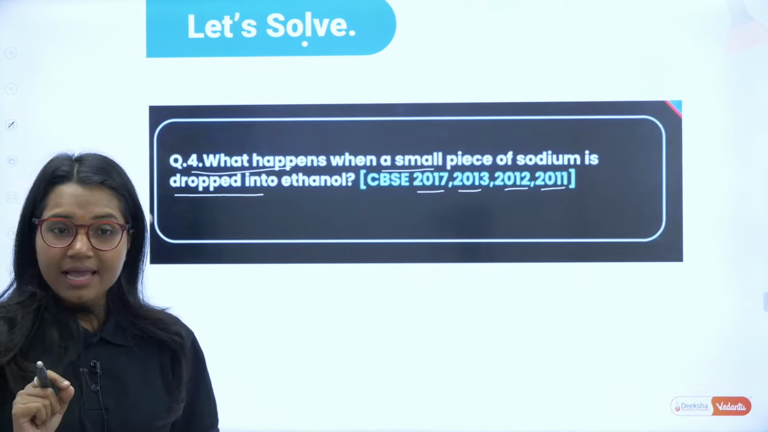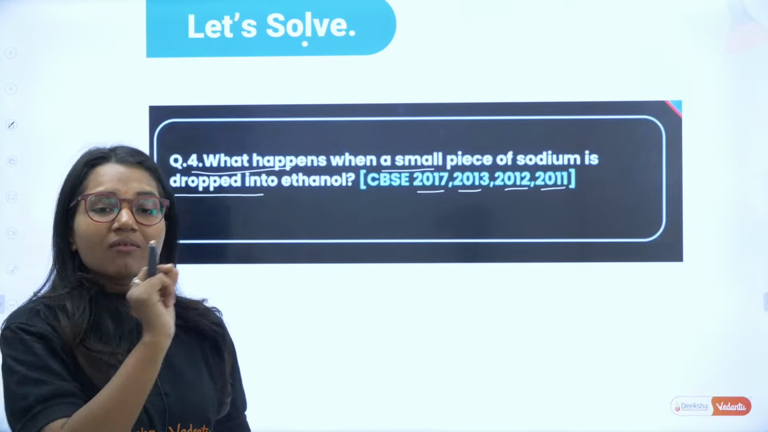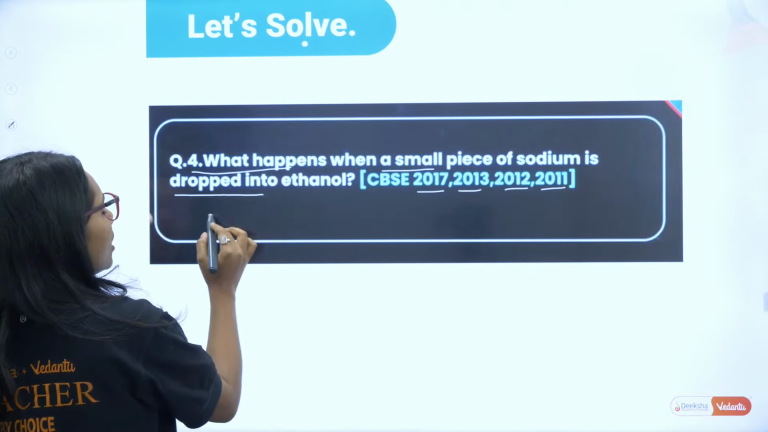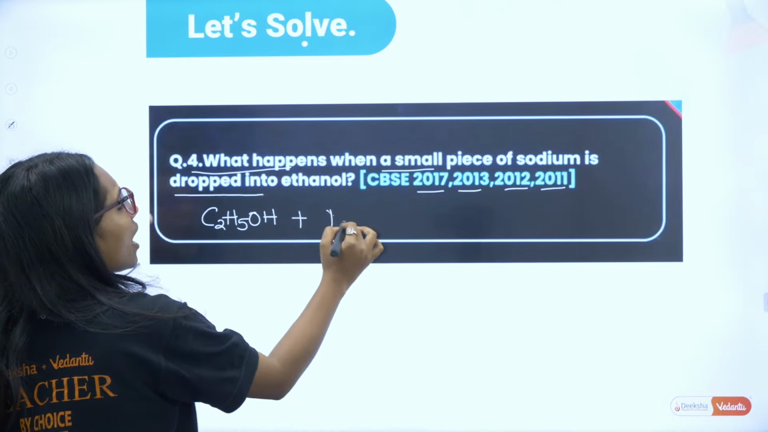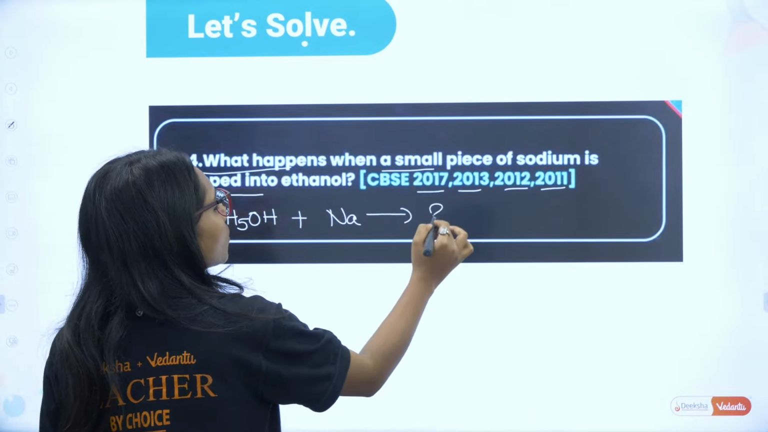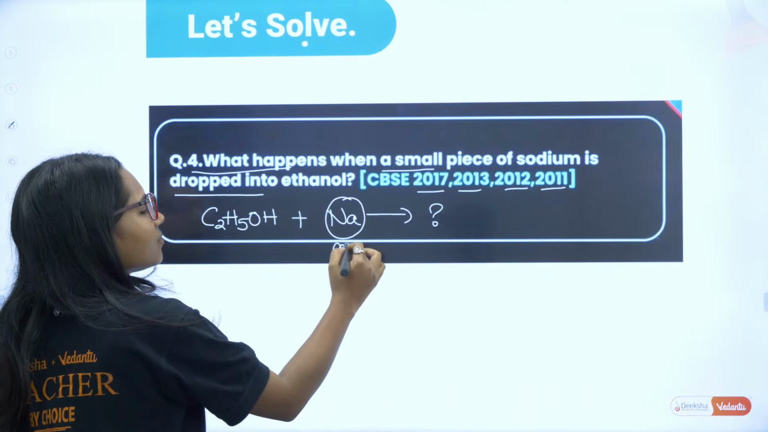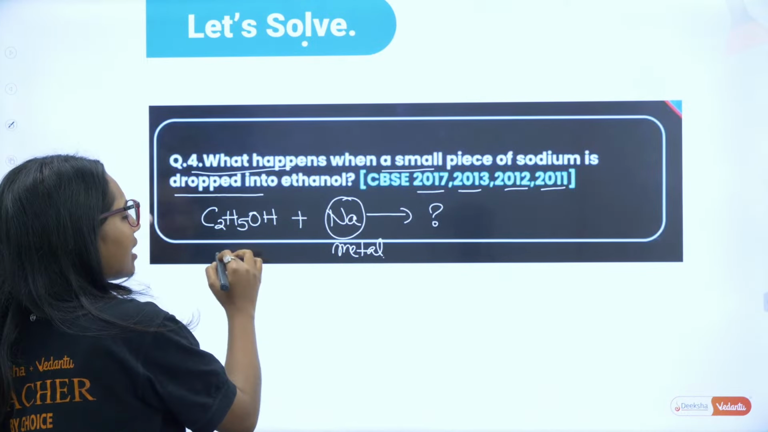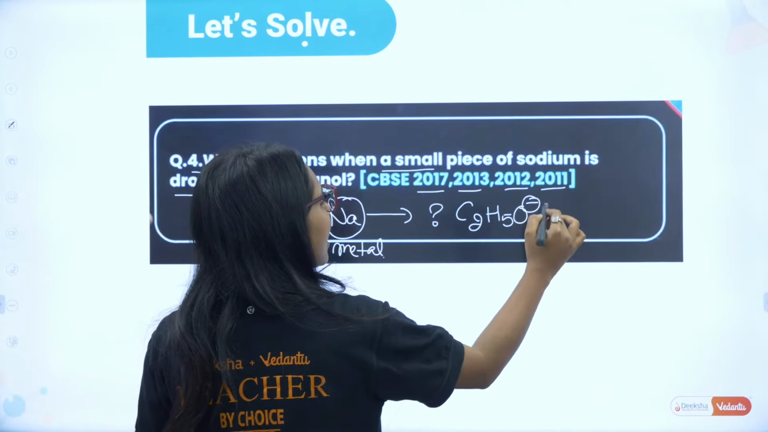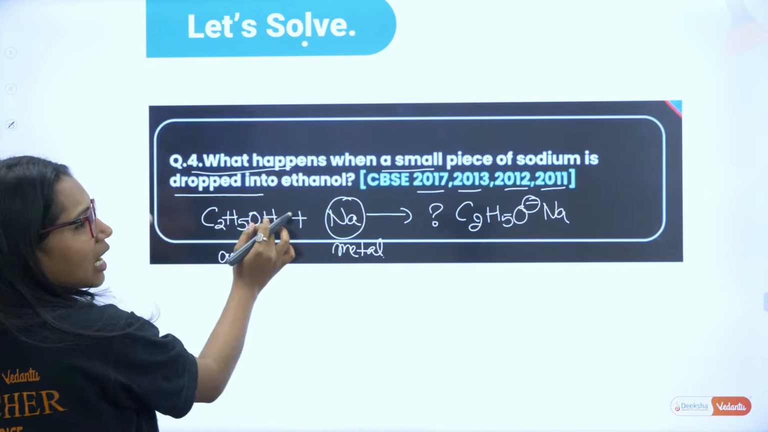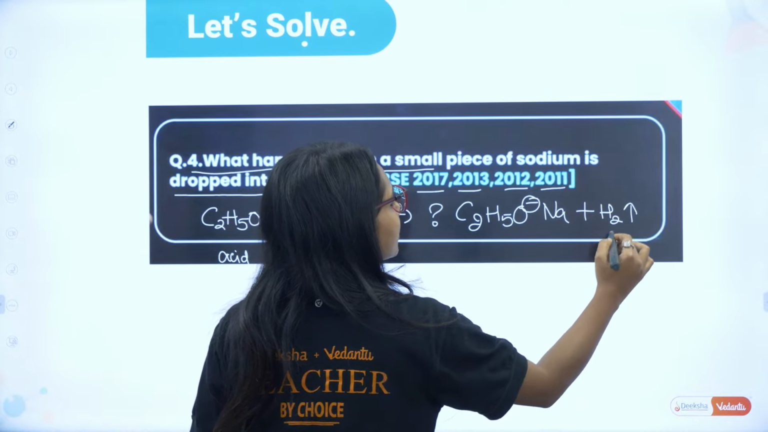If in the exam you don't have any idea about the question, you don't have to panic. Whatever they are telling you, just do that. Ethanol means C2H5OH. In that, you have put sodium. What is going to happen? This is a metal, correct? And this is acidic. So C2H5O minus Na plus will form, and H plus will come out and H2 gas is going to be released.